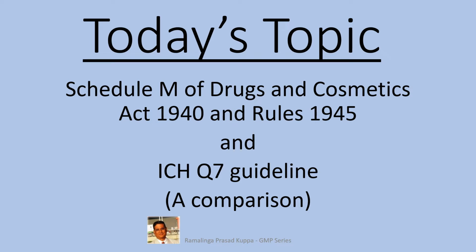Today's topic is Schedule M of Drugs and Cosmetics Act 1940 and Rules 1945 and ICH Q7 guideline, a comparison. The intent of this video is to compare the Drugs and Cosmetics Act and rules with the ICH guideline Q7 for GMP. There is a reference to 21 CFR Part 211 sections also in the last few slides of the program, which has similar information. You have to go through each section in the guideline for more elaborate information.